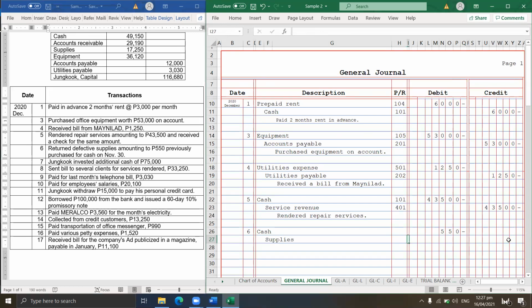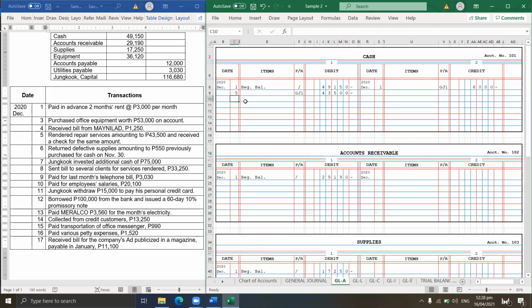Okay. Amounting to 550. So, ang short explanation natin, returned defective supplies. Okay? So we need to post that in our ledger. So for cash, you have to debit 550. So hanapin natin yung cash. Ayan. So that's on December 6. Okay, nothing to be written in the items column. Then GJ1 pa rin. Okay, then posts amounting to 550 pesos.